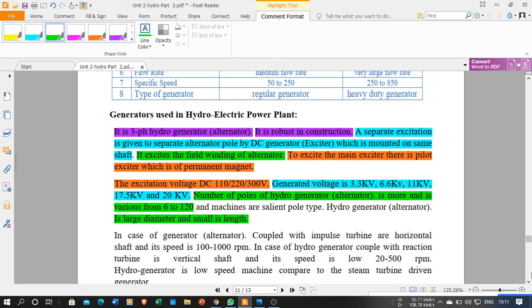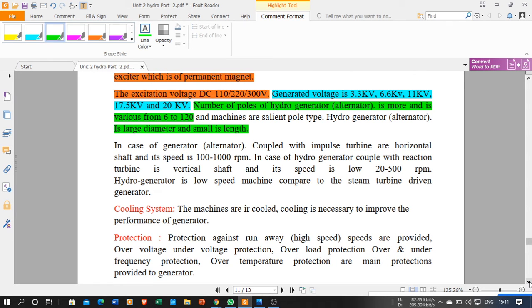In case of an alternator coupled with an impulse turbine, that is the Pelton wheel turbine, my generator is mounted in horizontal configuration and its speed is 100 to 1000 rpm. In case of a generator with a reaction turbine, they are vertically mounted.